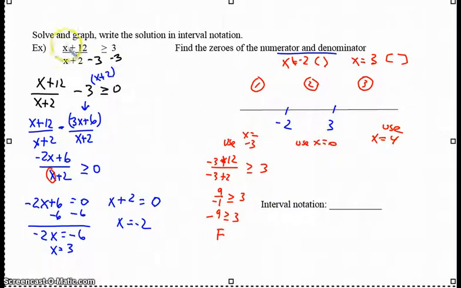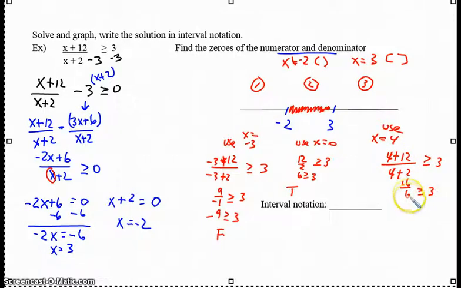If I put 0 in there, this becomes pretty easy on this side. It's 12 over 2. Is that greater than or equal to 3? 6 is greater than or equal to 3, so that's true. So I'm going to shade in the middle there. And then if I use an x of 4, 4 plus 12 over 4 plus 2, is that greater than or equal to 3? 16 over 6. 16 over 6 is going to be 2 2/3, and that is not greater than 3, so that's false, so I don't shade there. And again, remember how I wrote this up here.